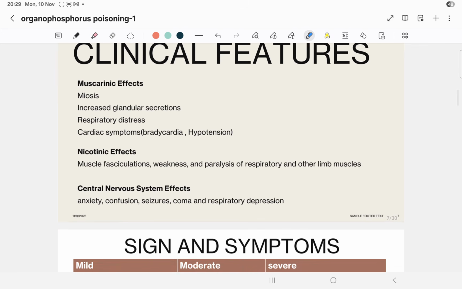Clinical features we have already discussed. There are three kinds of clinical features: muscarinic effect, nicotinic effect, and CNS effect. Muscarinic effects are miosis, increased glandular secretion like salivation, lacrimation, rhinorrhea, and all those things, respiratory distress, and cardiac symptoms. Nicotinic effects mainly pertain to muscles, and central nervous system effects are anxiety, confusion, seizures, coma, respiratory depression, loss of consciousness, all these things.